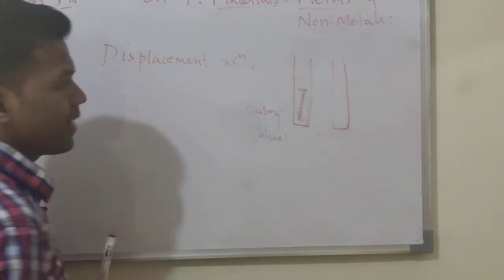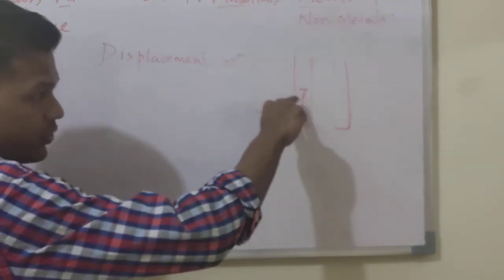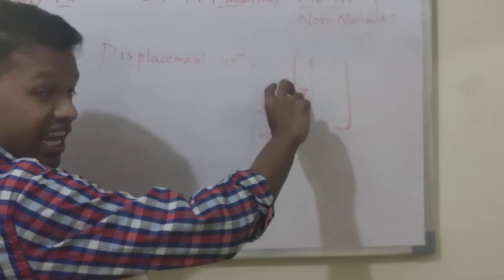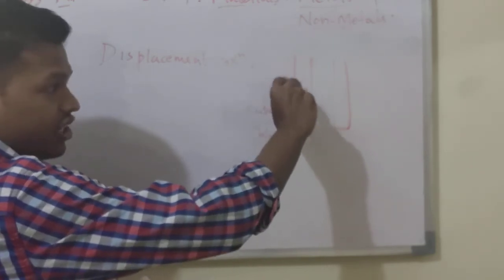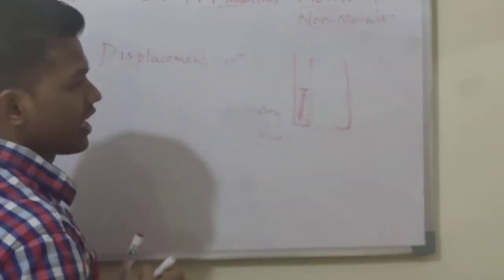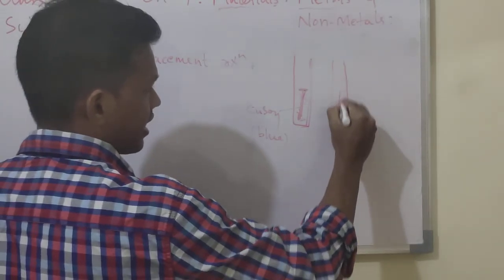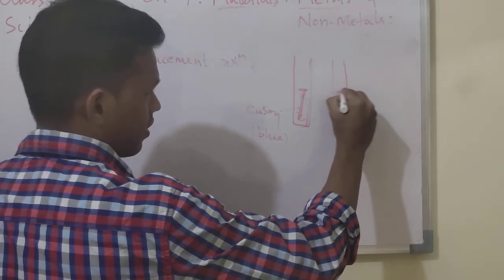If you keep an iron nail in copper sulfate solution, what happens? It will react with the copper sulfate solution. Iron is a metal, so it will react and change into a different color. What color? This is an iron nail, copper color here.